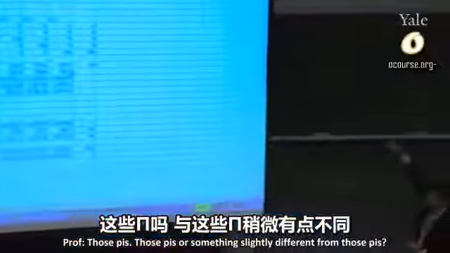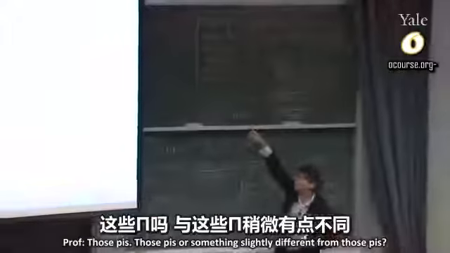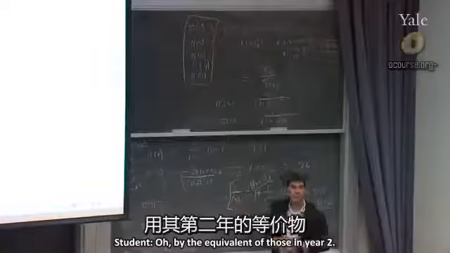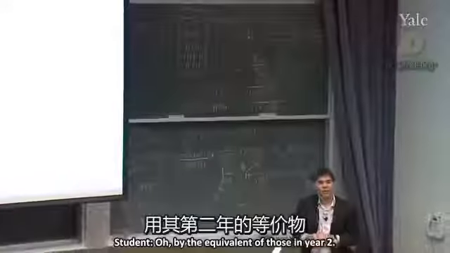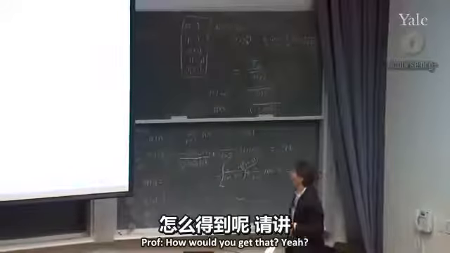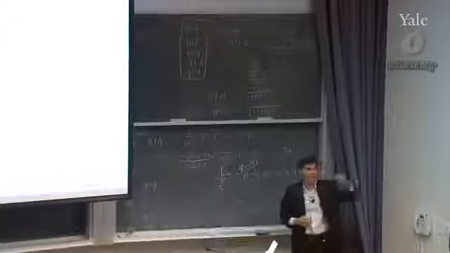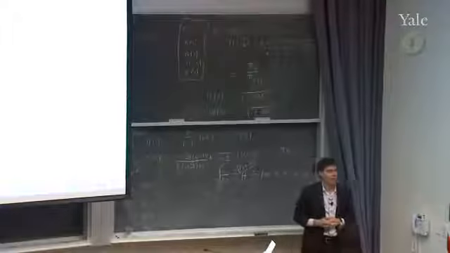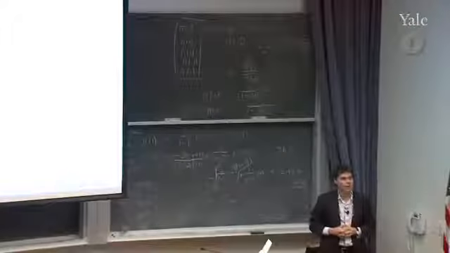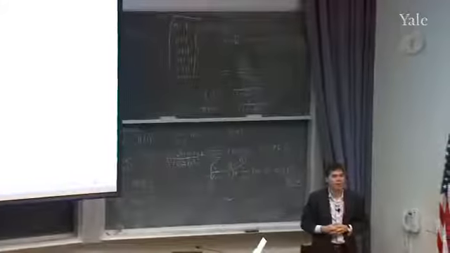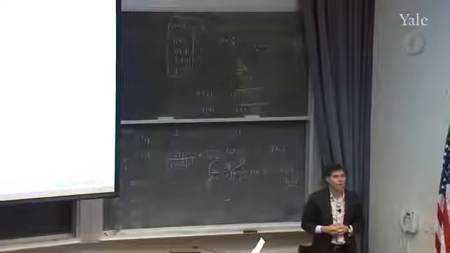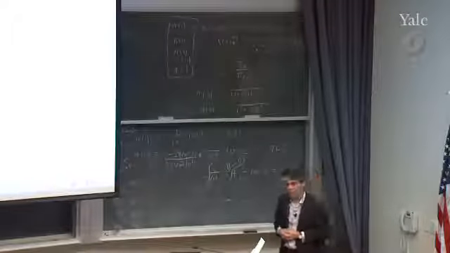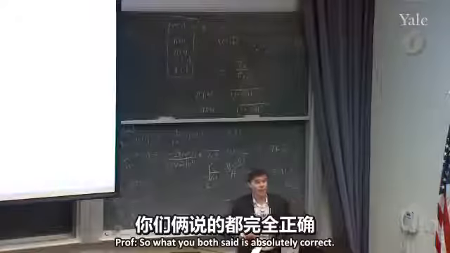Those pies, but those pies are something slightly different from those pies. It's going to be a year later, remember? By the equivalent of those in year 2. And how would you get that? Yep. Discount by 4. Each contract would have one less forward rate. Okay, so what you both said is absolutely correct.